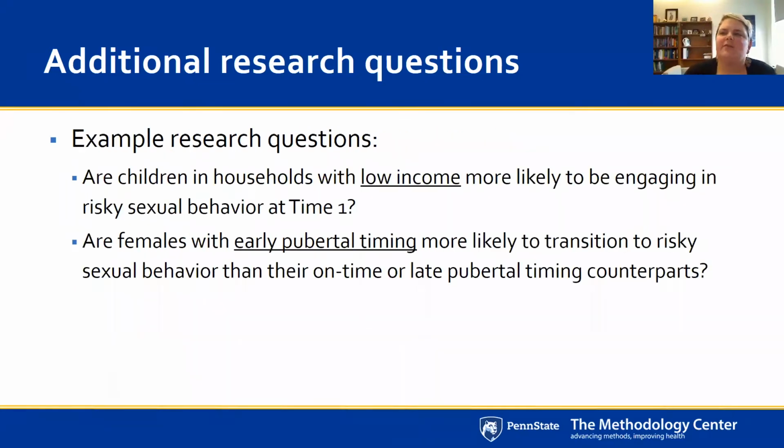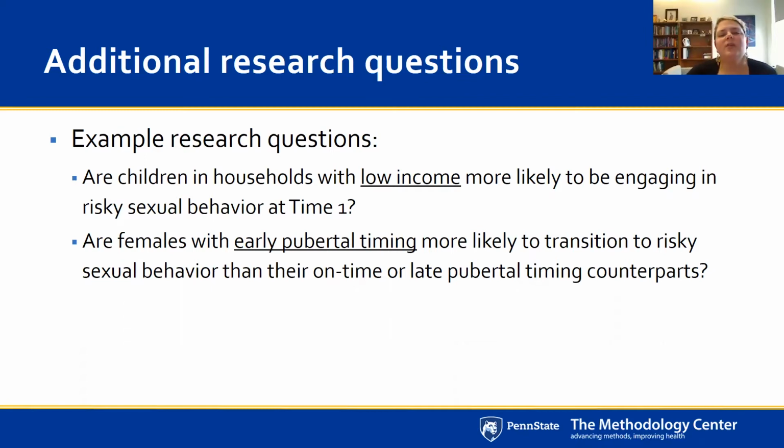And just for take-home purposes, you can look at them later. I have some additional example research questions. So this one is, are children in households with low income more likely to be engaging in risky sexual behavior at time 1? So that's a question about that baseline prevalence. But then, are females with early pubertal timing more likely to transition to risky sexual behavior than their on-time or late pubertal timing counterparts? So that's a question about the transitions.